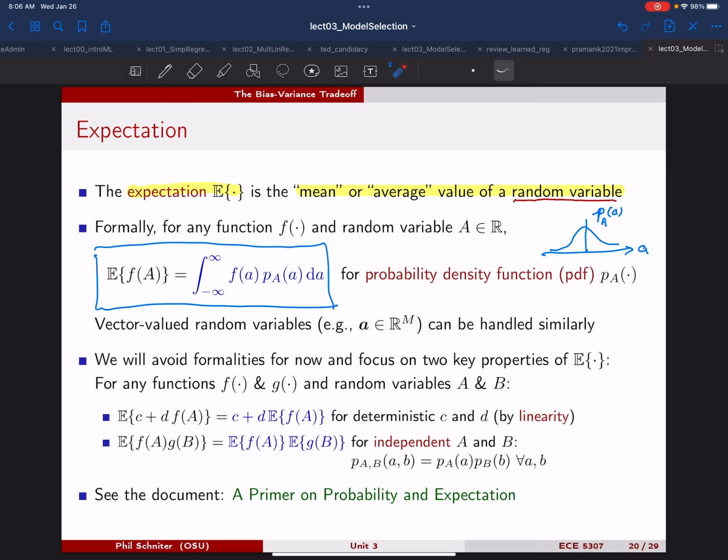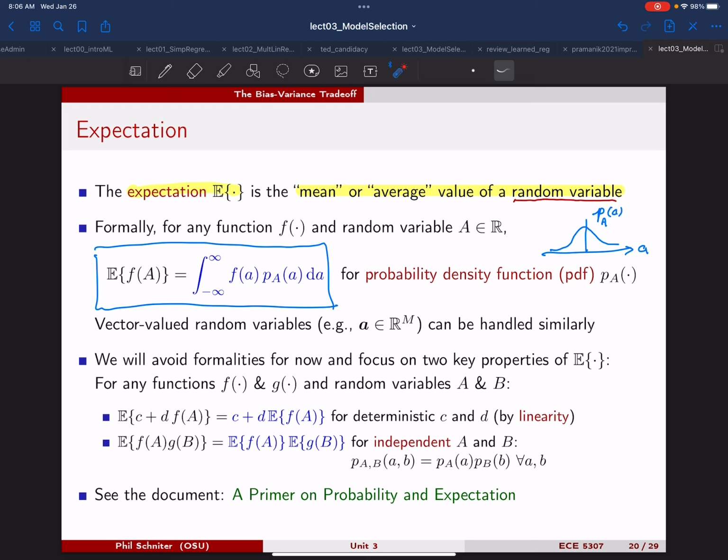If you want to take the expectation of a squared, that's f is the squaring function, and here you would have a squared, and here you would have a squared. Okay, so this is a general concept for any function of a random variable a. Any questions on this definition? Okay. Have you seen this before? Okay, good. Hopefully you've seen this before.